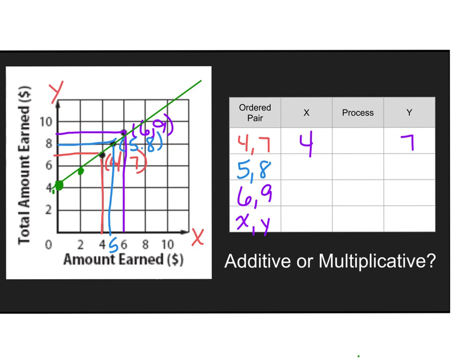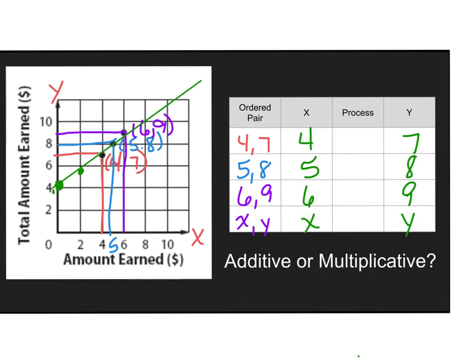So I'm going to go ahead and separate them, and I'm going to change colors on this one so you can see. So this is going to be 4 and 7, 5 and 8, 6 and 9, and x and y. Okay, so what I'm looking for is to see what's the relationship.